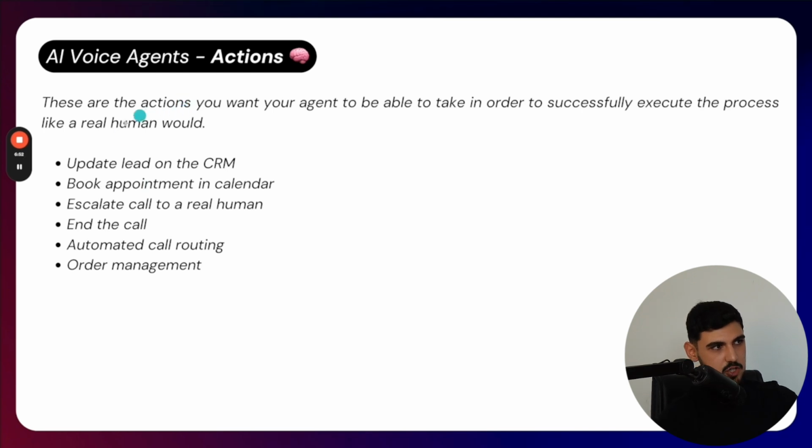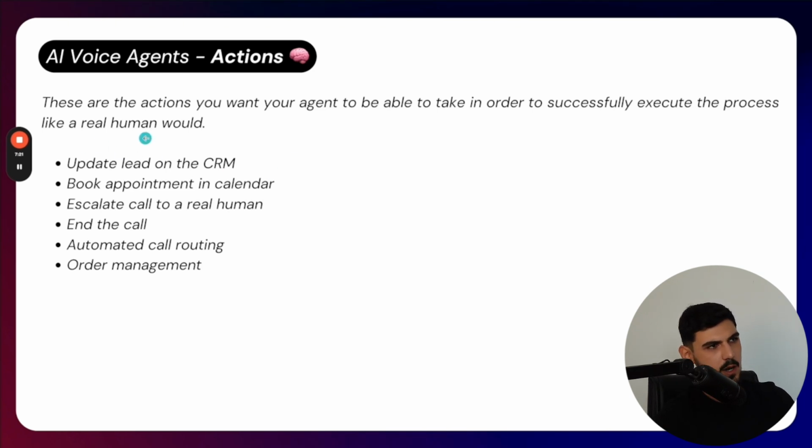Now, what about actions? These are actions you want your agent to be able to take in order to successfully execute the process like a real human would. And this is where the agent kind of stops being just an information-based tool, and it provides real-world value to businesses that can actually solve problems, because it automates not just conversation, but also tasks that need to take place during the conversation or after the conversation.